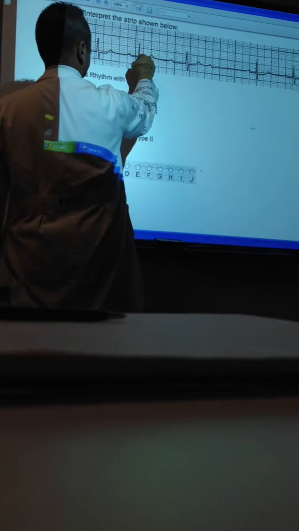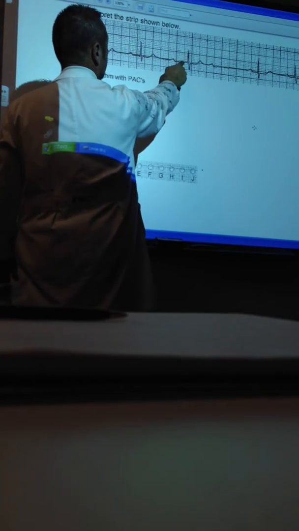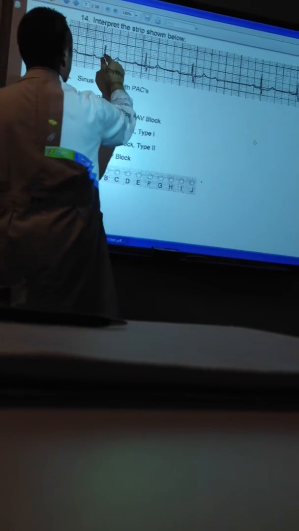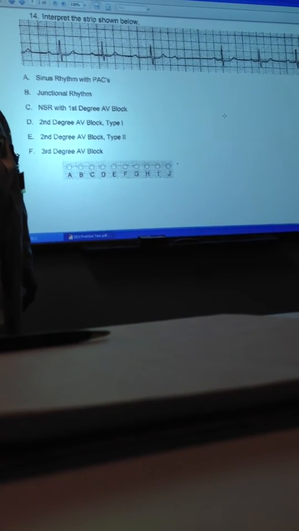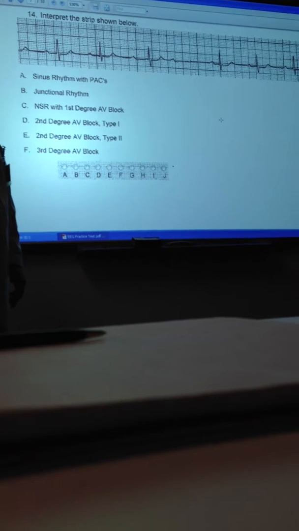Then I measure this one. Oh, this is longer, this is shorter. Then I measure this one. Shorter. Oh my. So our wave, the PR is getting progressively longer and longer, and then it drops. We have a second degree AV block type 1, otherwise known as Winky Bop, correct?